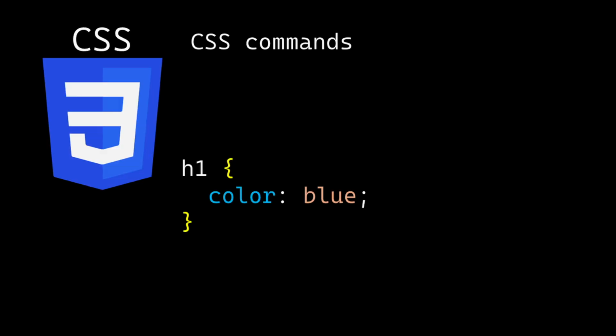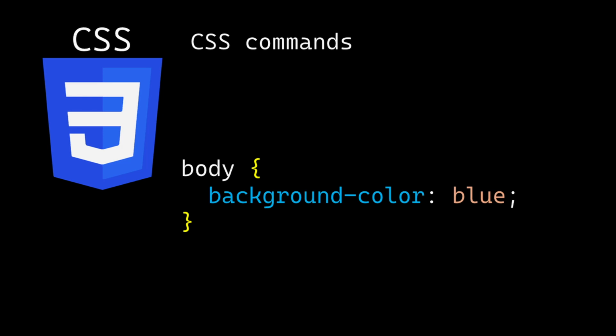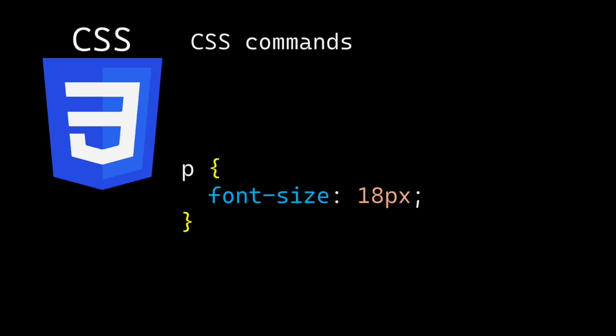The first command is color. This sets the text color. Background color. This changes the background color of an element. Font size. This adjusts the size of the text. So here, the paragraph font size 18 pixels will appear as text that is 18 pixels large on your screen.